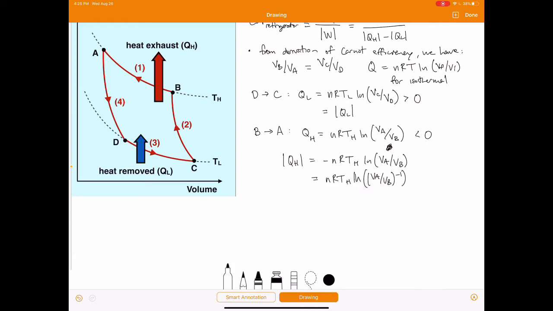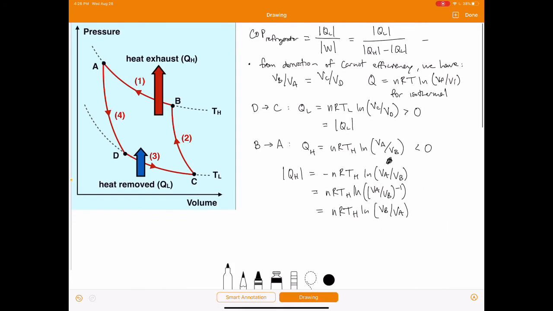That's just like taking the inverse or flipping the fraction. We have nRTH natural log of VB divided by VA. Okay, so that's the absolute value of QH. Now, we can plug all of that in to the expression for the coefficient of performance.